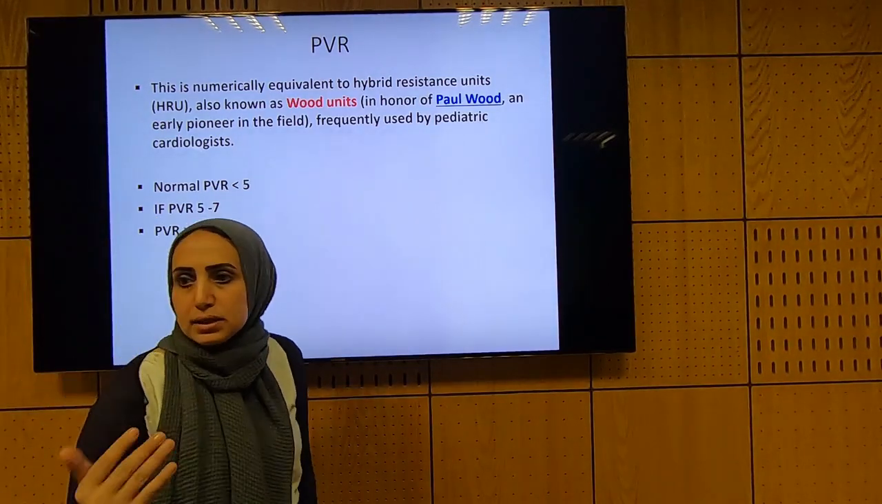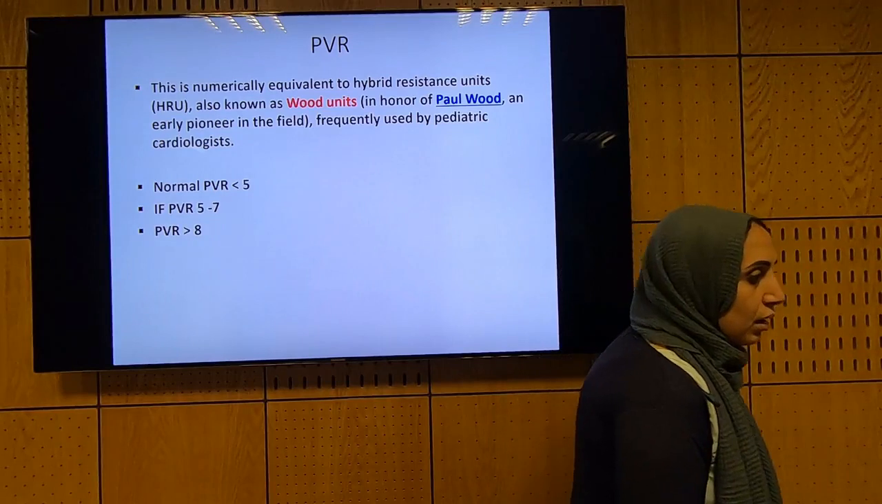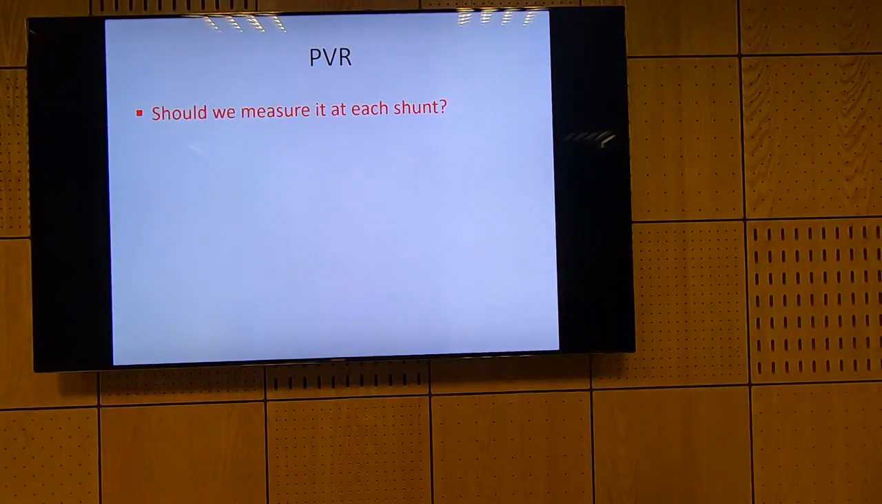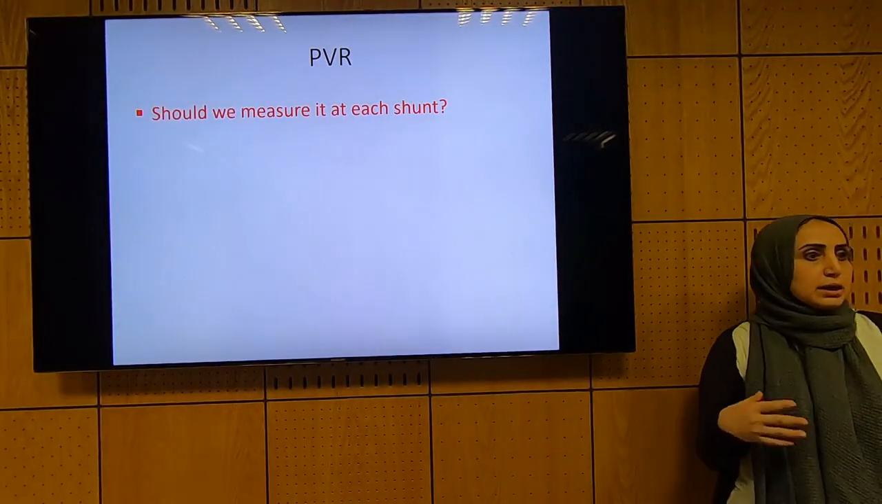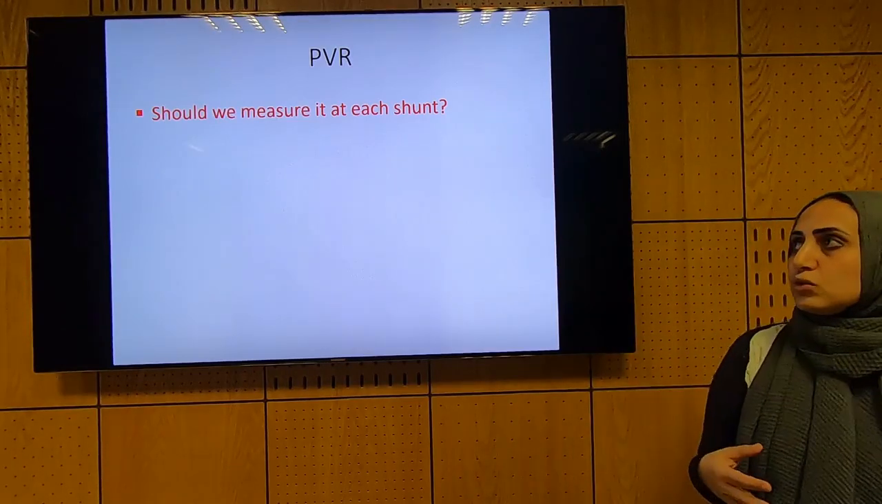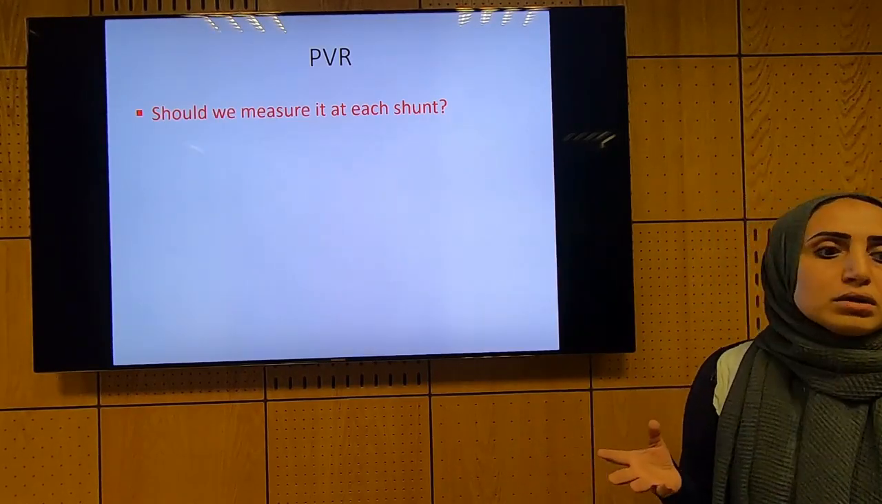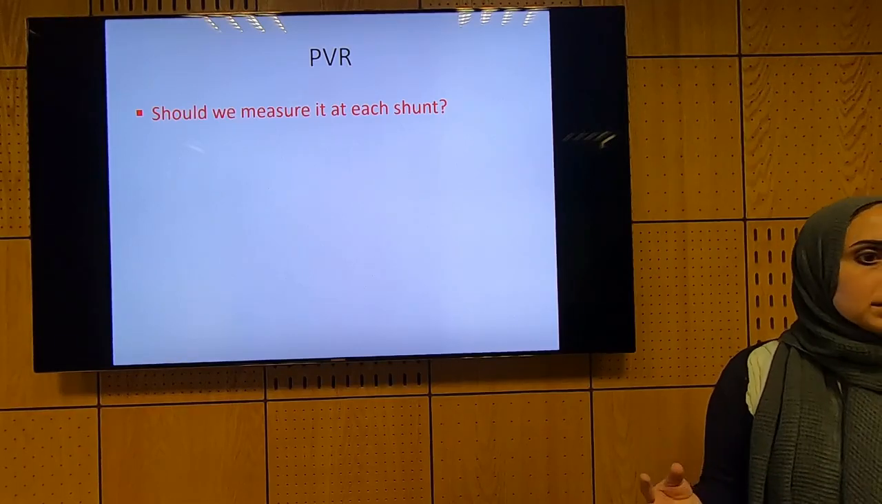So it is a grayish area. It's not that high. Okay. So we know that the pulmonary vascular resistance is a number expressed in Wood units, and the normal is to be less than 4. So do we have to measure the pulmonary vascular resistance in each shunt?